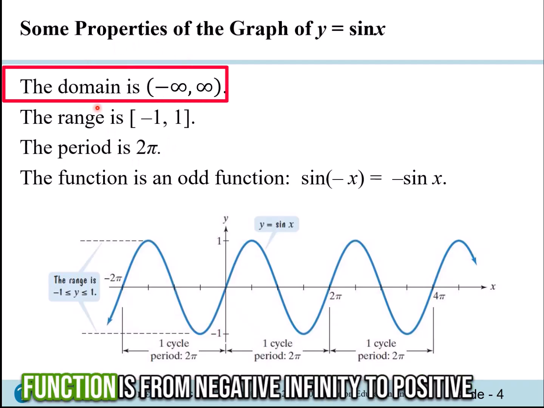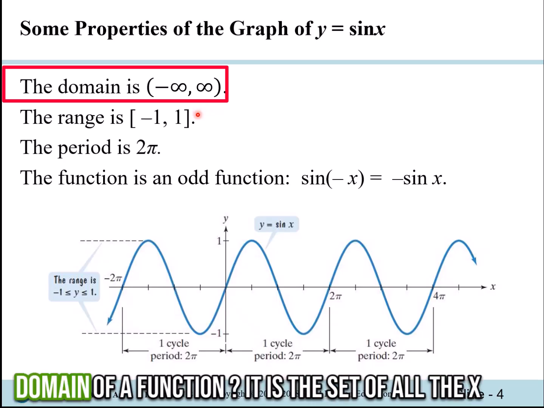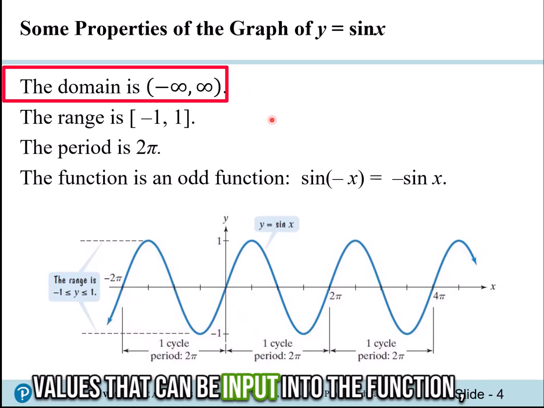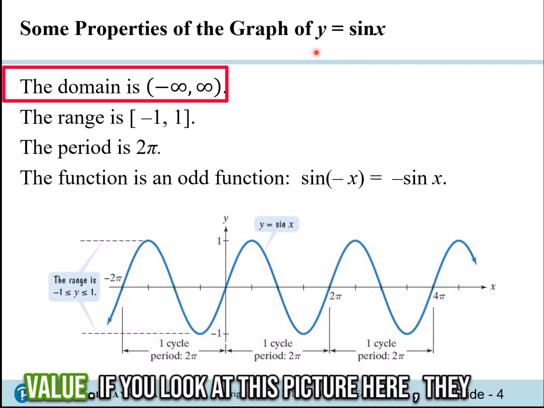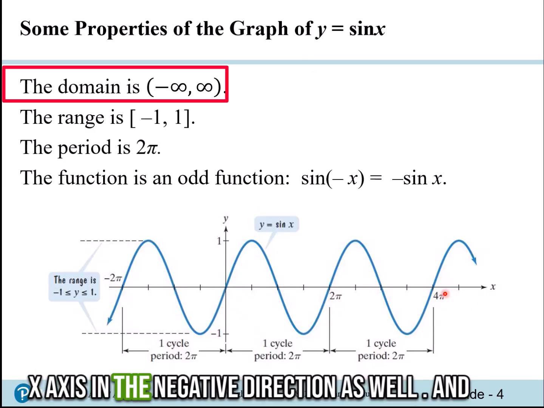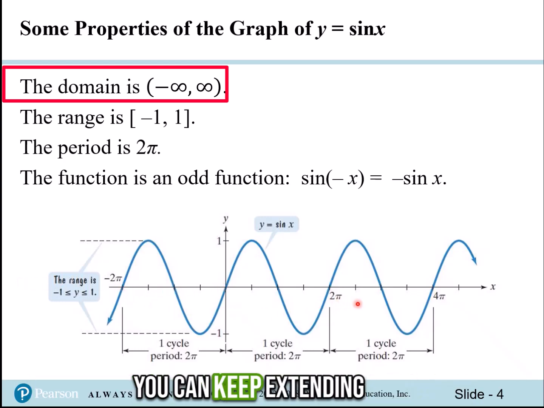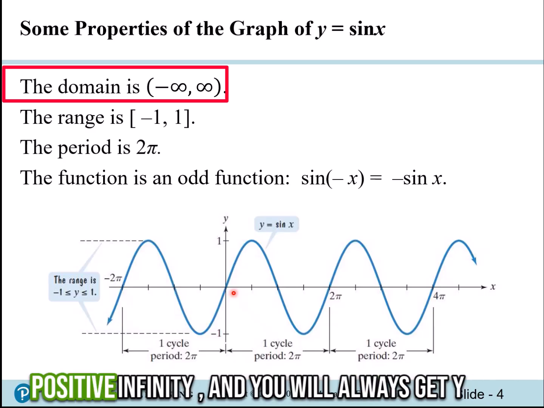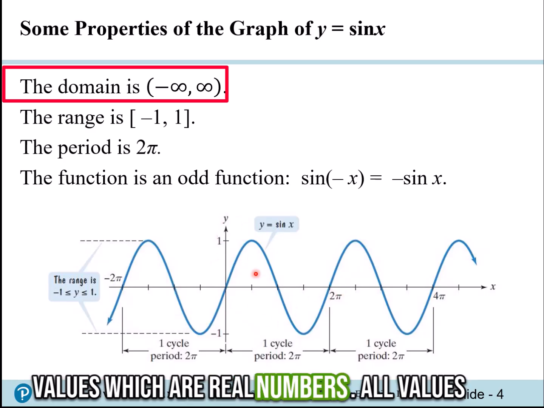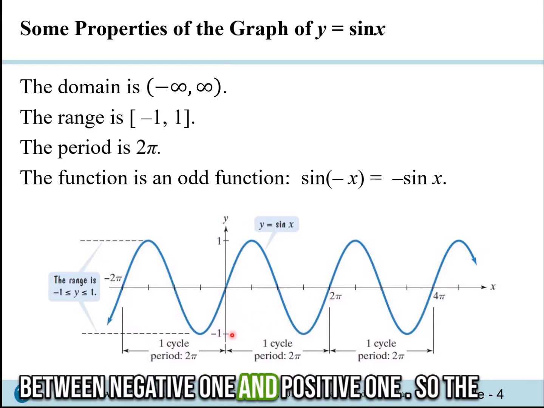The domain of the function is from negative infinity to positive infinity. What do we understand by the domain of a function? It is the set of all the x values that can be input into the function, which would produce a real number for the y value. If you look at this picture here, they've extended the x-axis in the negative direction as well, and you can keep extending the x-axis all the way to negative infinity and positive infinity, and you will always get y values which are real numbers, all values between negative 1 and positive 1.